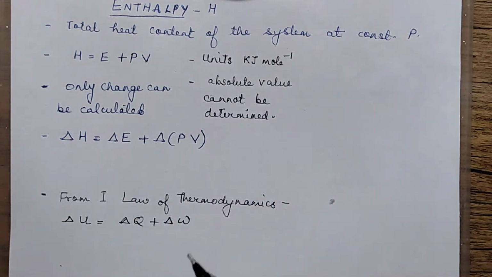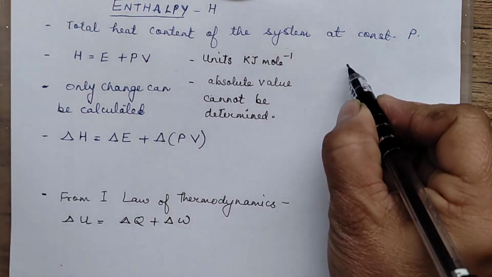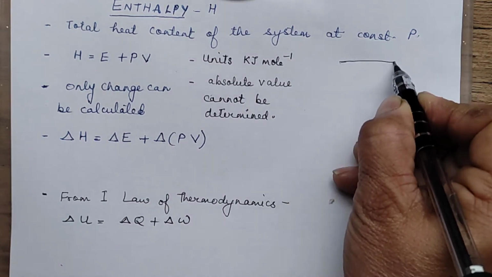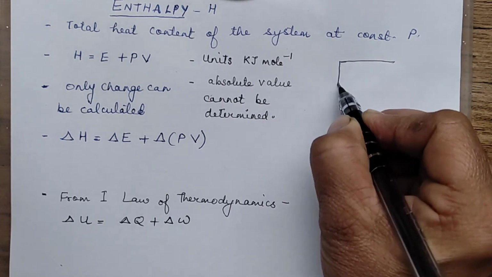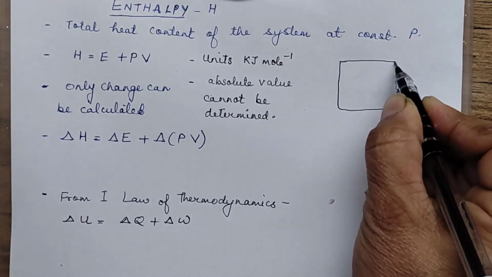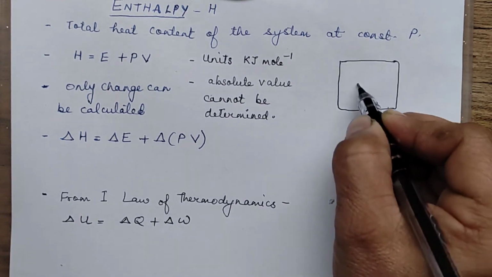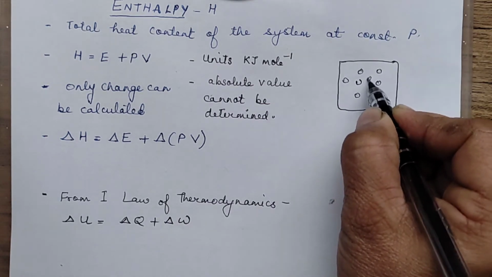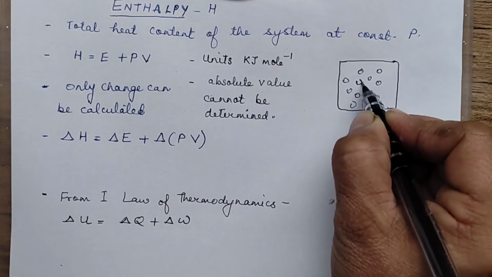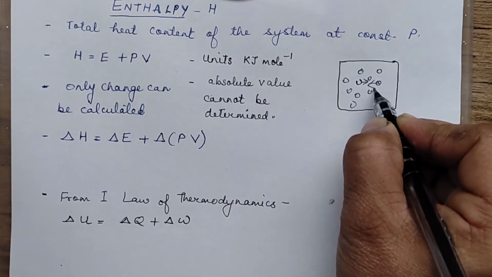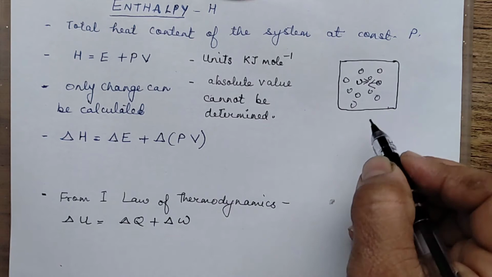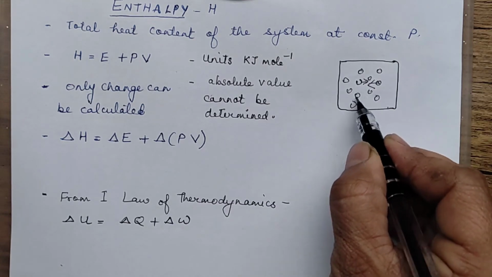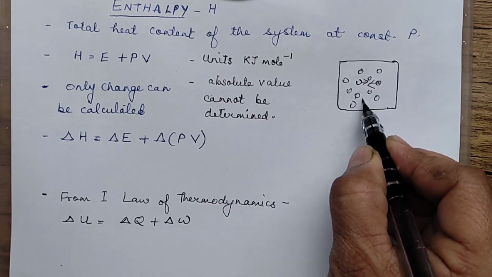Like in the internal energy we have discussed, suppose you have some system. In the beginning I have not drawn anything. Now I am just considering one system here, and in that system there are a number of molecules. These molecules are moving in all directions, and there are intermolecular forces of attraction. So the sum of all the kinetic and the potential energy will contribute to the internal energy of the system.